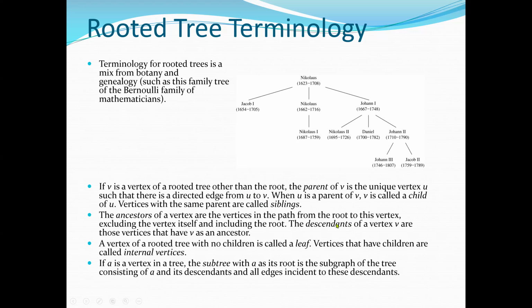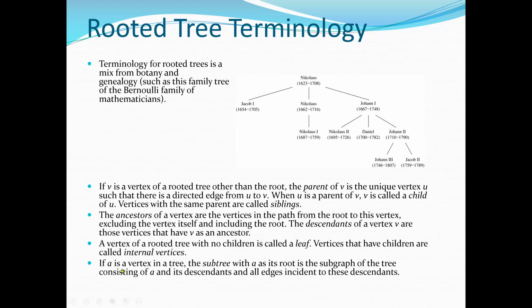Now, while U is a parent of V, then V will be called a child of U. Vertices with the same parent are called siblings. So we say Nicholas 2, Daniel and Johann 2 are siblings. Also, we talk about the descendants. Descendants will be the children.